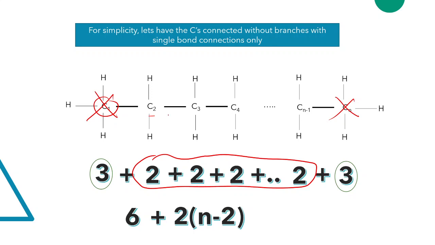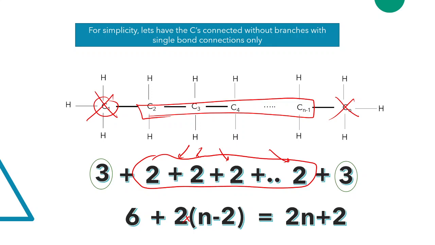These 2's are n-2 times, because you have the first and the last, for which you counted 3 hydrogens each, and now how many carbons are left? Out of n, you are not counting the first and the last, so in between them there are n-2 carbon atoms. So there will be n-2 2's here. Instead of adding these 2's, we can multiply 2 with n-2, and what we get is 2n+2. Okay, so this is why we have this general formula for saturated hydrocarbons.